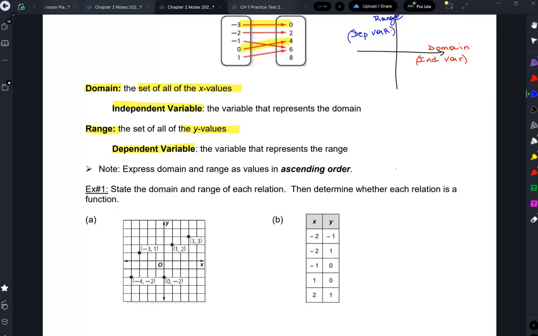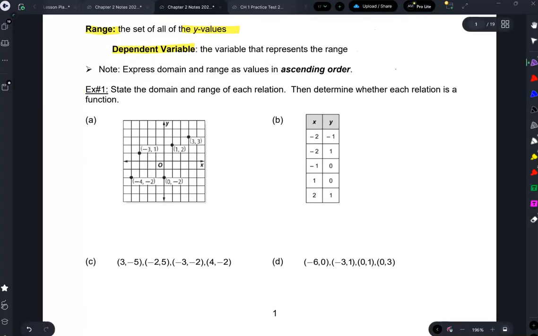Now, with domain and range, you have to express values always in ascending, increasing order, right? And in an honors class, besides content, we also need to be correct with form and notation and everything. Okay, so let's take a look at this. We need to determine the domain and the range for each function, and then determine whether each is a function.